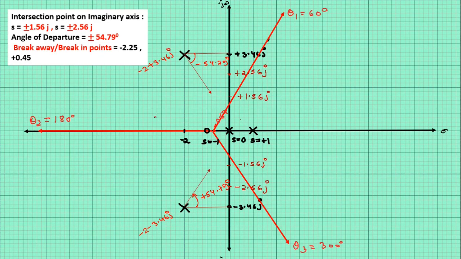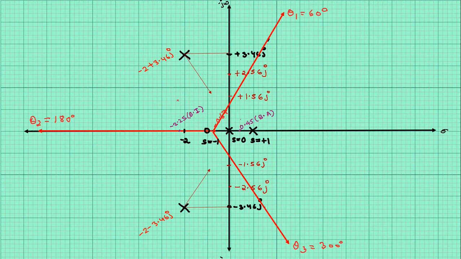Now we have to represent the breakaway or break-in points. So these are our breakaway and break-in points. This plus 0.45 is a breakaway point because it is lying between two poles of s equal to 0 and s equal to plus 1, but this minus 2.25 is a break-in point because it is lying between a zero and the s equal to minus infinity point. Therefore this will be a break-in point.